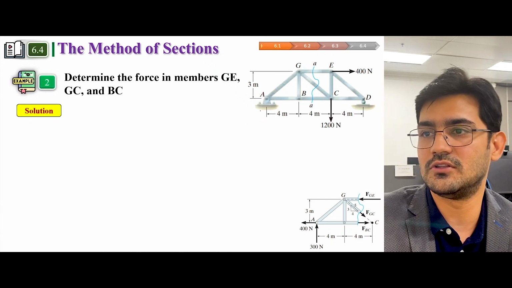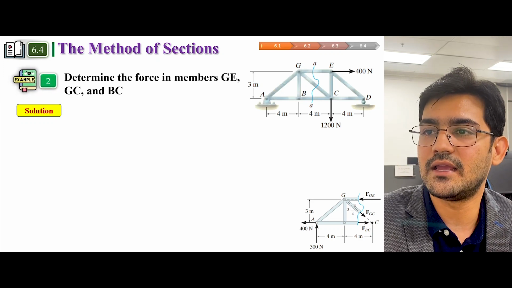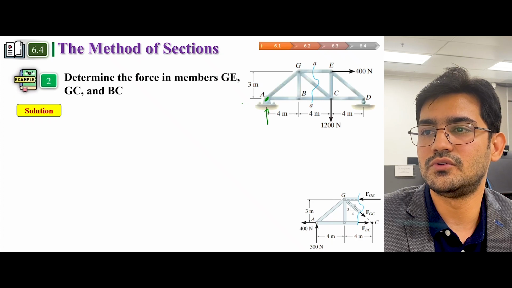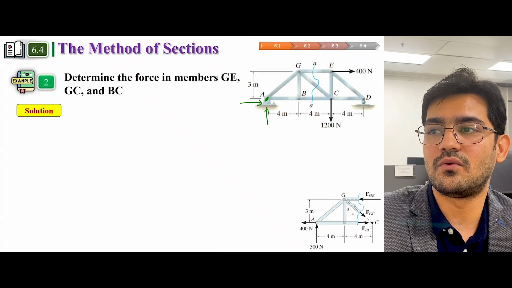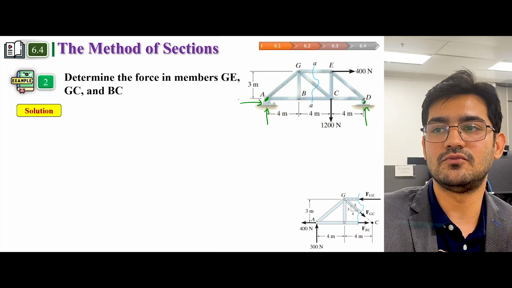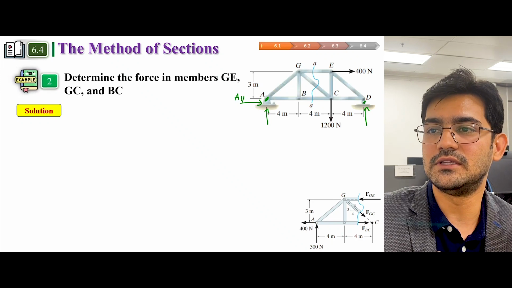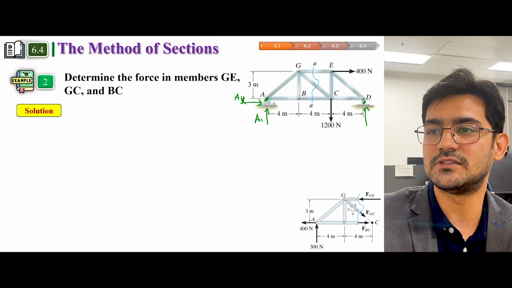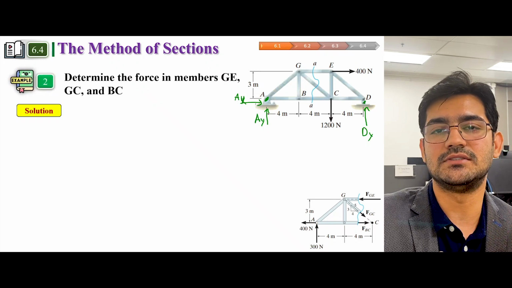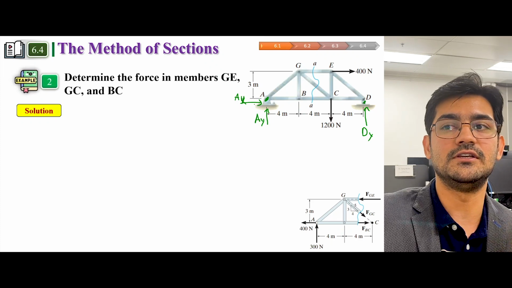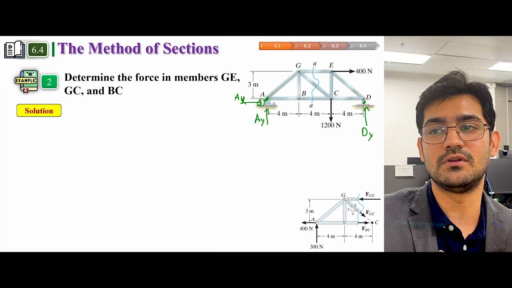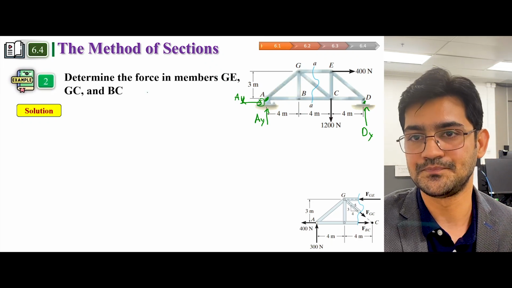So let me draw the reactions first. At A is a pin support, so in a pin support you have two reactions, and at the roller support you have one reaction. Before going into the method of sections, we have to calculate these forces. So this is A of x, this is A of y, this is D of y. I have just randomly assigned the directions, and when we get the result, if it is negative, that would mean the direction we assumed is wrong, so we'll just change the direction.